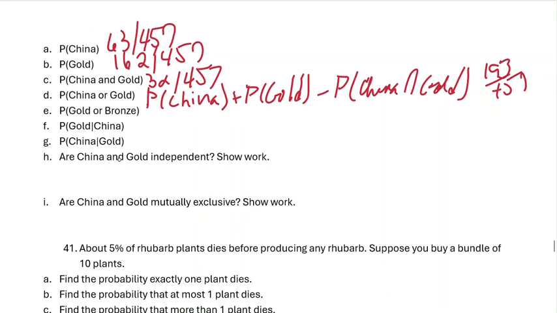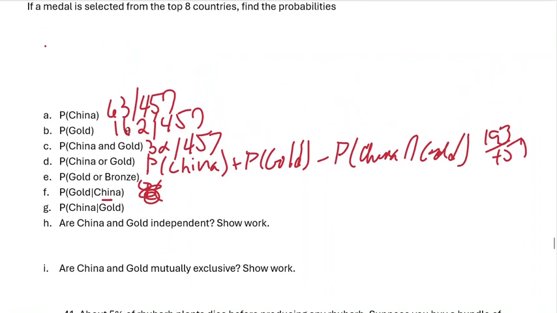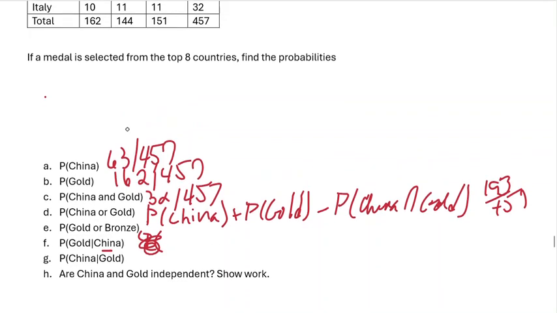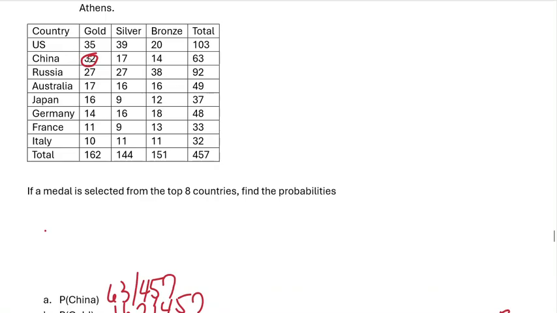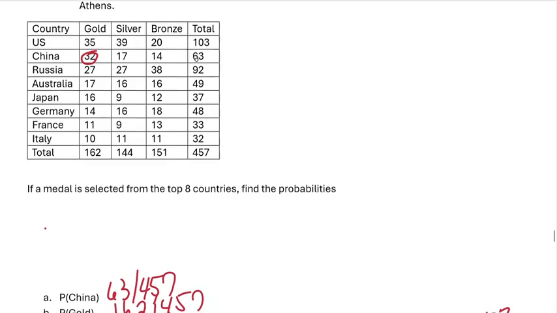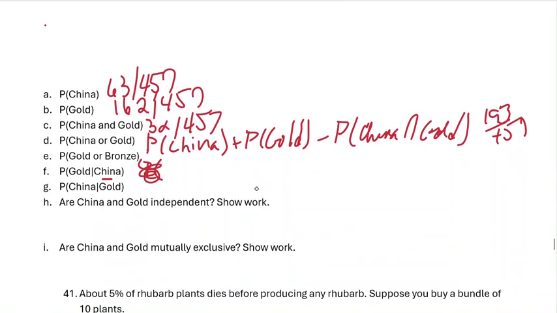Gold given China. So this is going to be the probability of, well, you can use your formulas, or since it's a table, which is much nicer, you can just look under a specific row or column. So gold given China, you can only look at the China row. Gold given China is going to be 32 over 63.